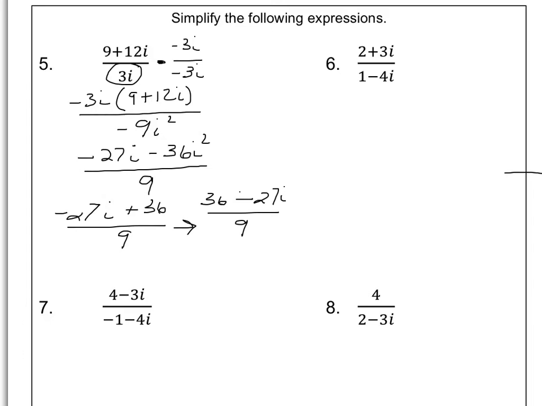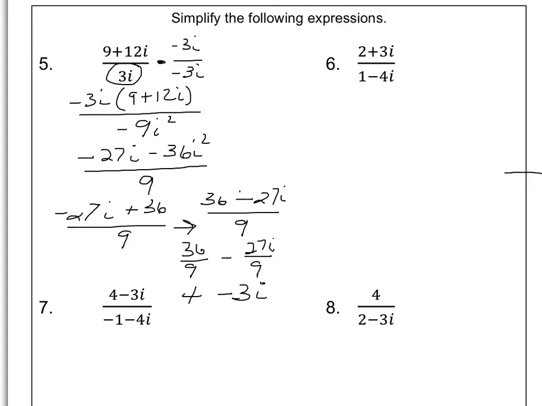Okay, and if you'll notice, all 3 of these numbers here are all divisible by 9. And they all have to be divisible, because here's how you break this apart. This is the same thing as saying 36 over 9 minus 27i over 9, which 36 divided by 9 is 4, and 27 divided by 9 is 3, so I end up with 4 minus 3i. And that's my final answer. Now you'll notice you don't have an imaginary number in the denominator anymore.